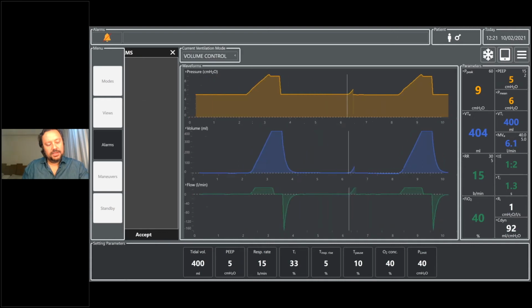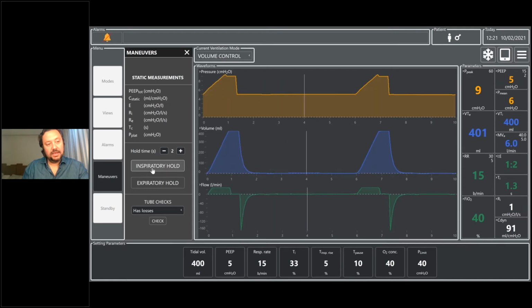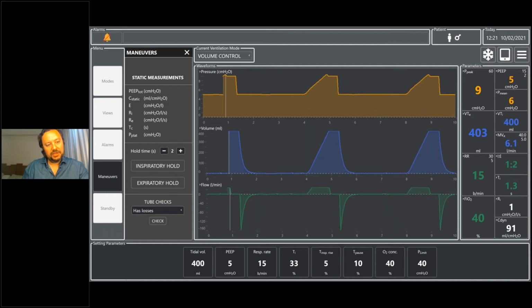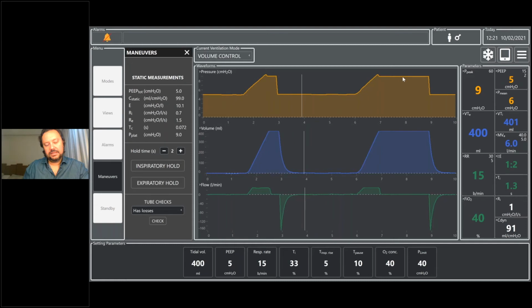Then you have the maneuvers. These maneuvers are done to calculate the values of resistance and compliance, and of course the PEEP values. If we do an inspiratory hold, as you see, there will be a long inspiratory hold, and then another inspiratory hold. See, the plateau is large. For these inspiratory holds, you can say how many holds you want, and then automatically the values will be measured.